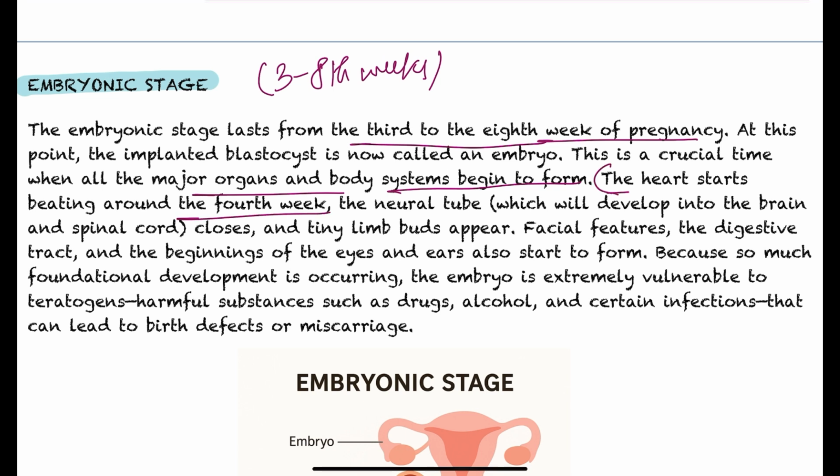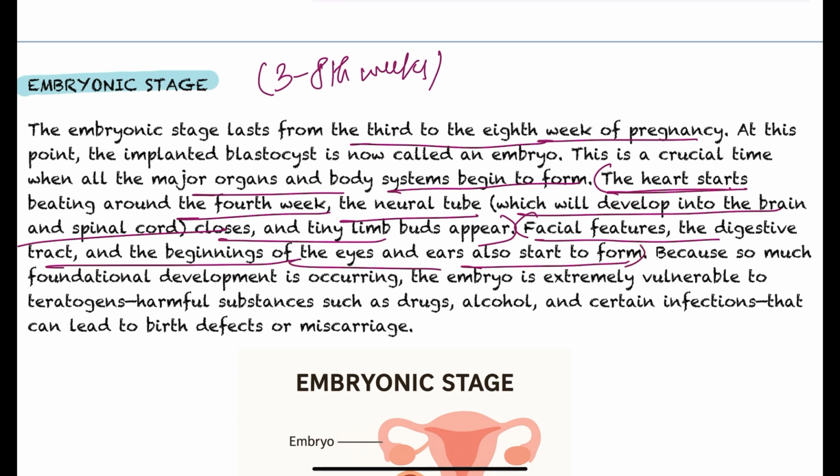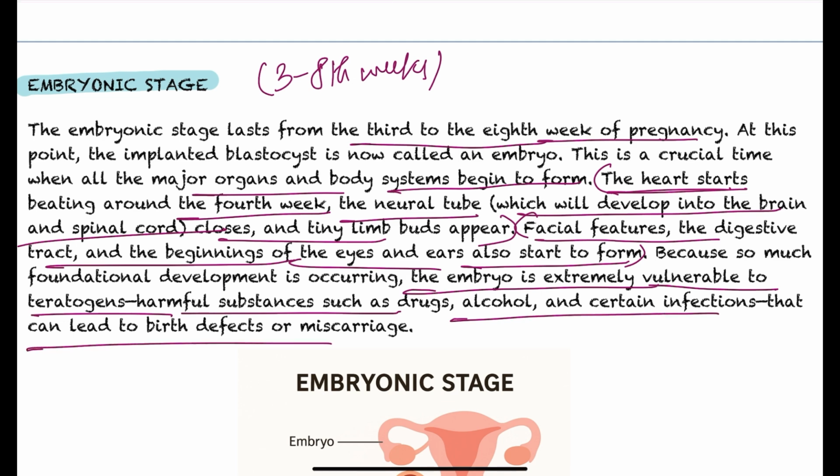You have to keep in mind all these points because they are very important. The neural tube, which will develop into the brain and spinal cord, closes and tiny limb buds appear. Facial features, the digestive tract, and the beginnings of the eyes and ears also start to form. Because so much foundational development is occurring, the embryo is extremely vulnerable to teratogens, harmful substances such as drugs, alcohol, and certain infections that can lead to birth defects or miscarriages.